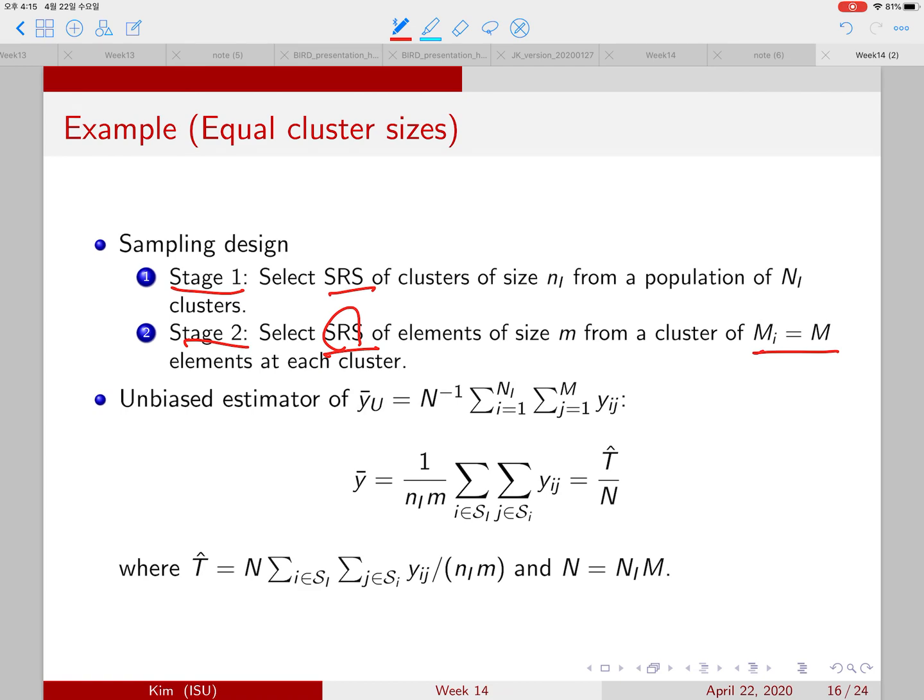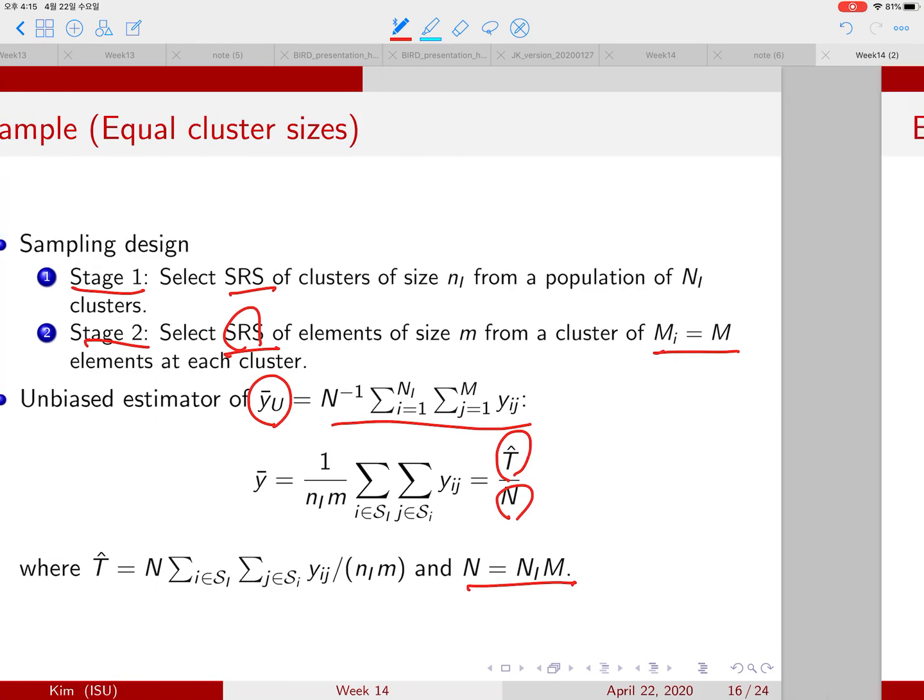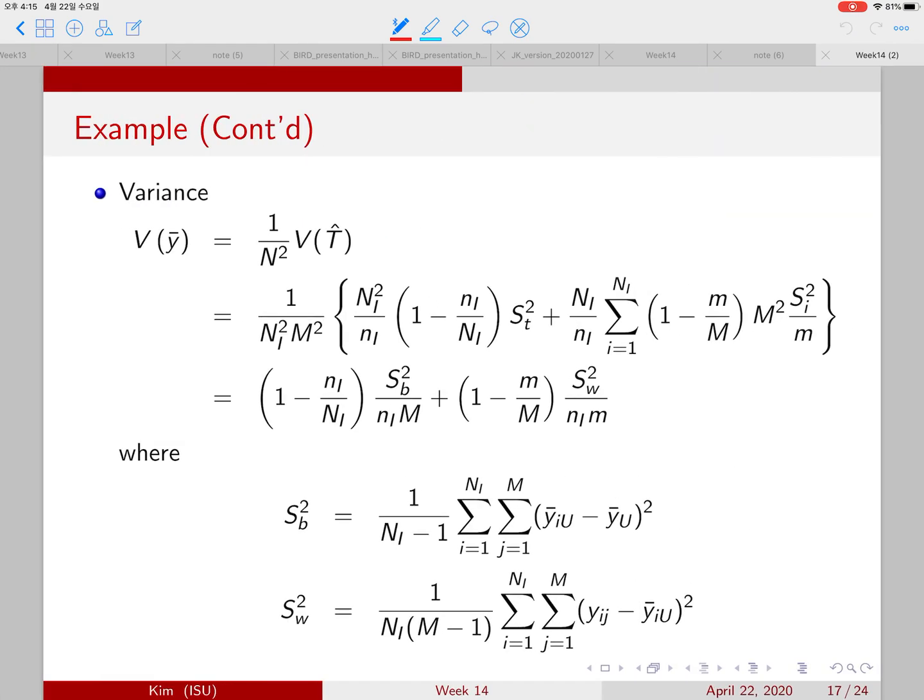And in this case, the unbiased estimator of the population mean is simply the total divided by capital N. Capital N is N times M, and then this is essentially the simple sample mean. Okay. So the variance of this mean estimator can be obtained by applying the variance formula of the population total.